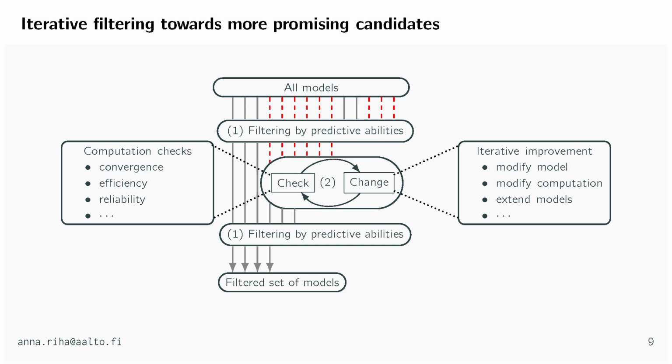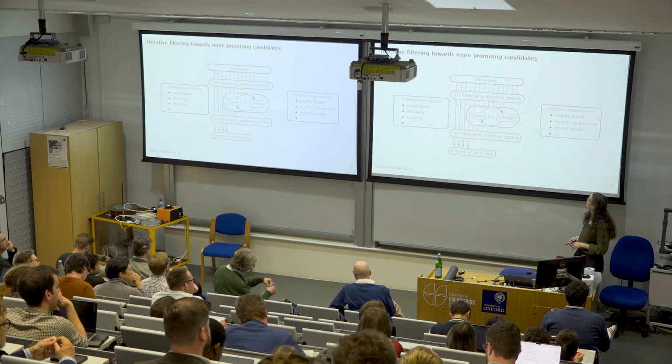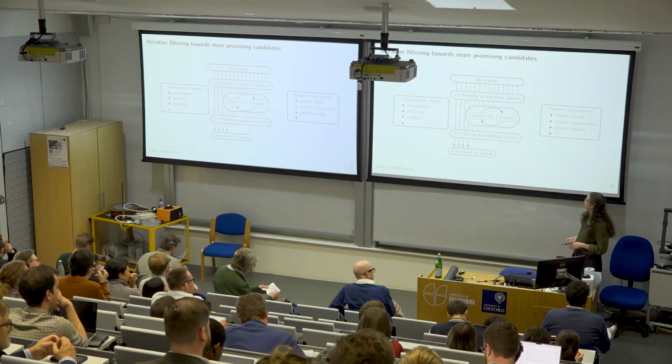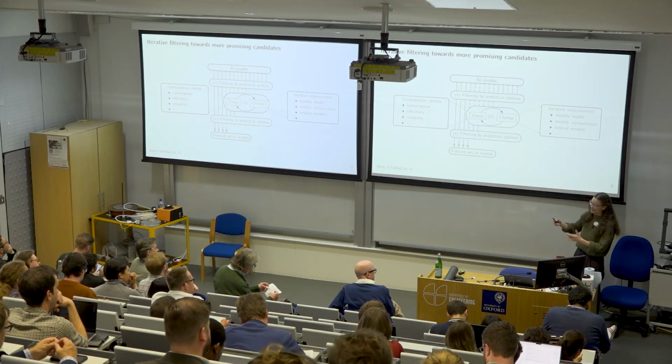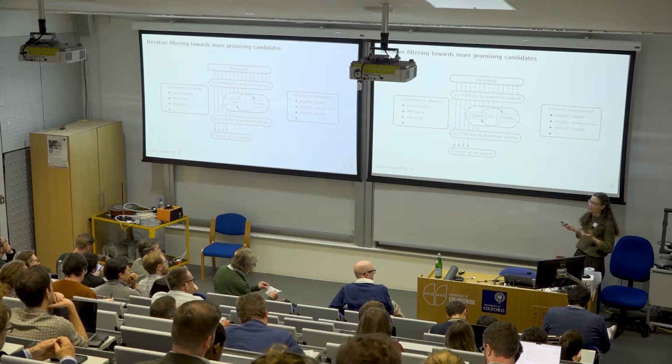So what do we mean by that? This could, for example, mean convergence checks, checks for efficiency, reliability, and iterative improvement. The changing part is where we would maybe modify our model, modify the computation, or decide to extend a model. But again, many different possibilities. We are just trying to give a high-level framework for how to connect all of those tasks.